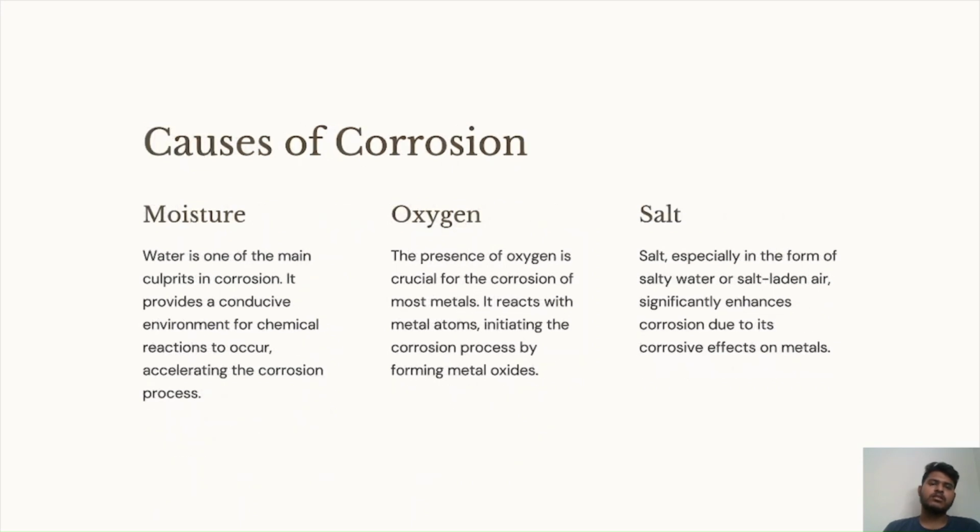So let's talk about the causes of corrosion. The basic cause of corrosion is moisture, oxygen, and salt presence. The moisture. Water is one of the main culprits in corrosion. It provides a conducive environment for chemical reactions to occur, accelerating the corrosion process. Oxygen. The presence of oxygen is crucial for the corrosion of most metals. It reacts with metal atoms, initiating the corrosion process by forming metal oxide. Salt. Salt, especially in the form of salty water or salt laden air, significantly enhances corrosion due to its corrosive effect on metal.